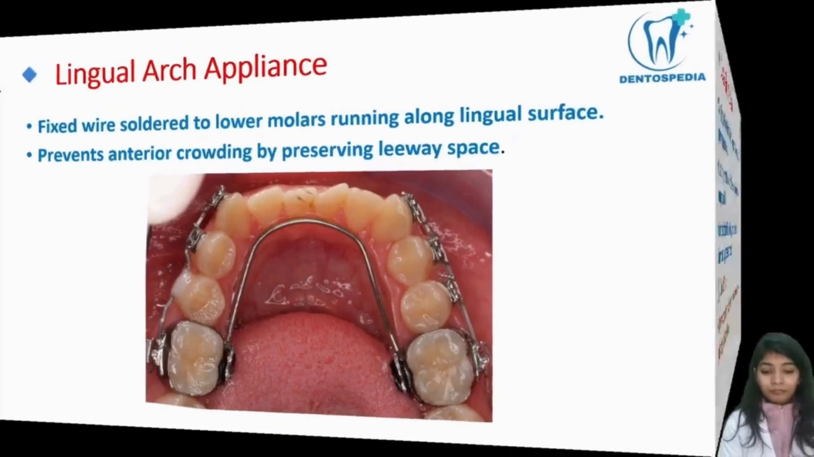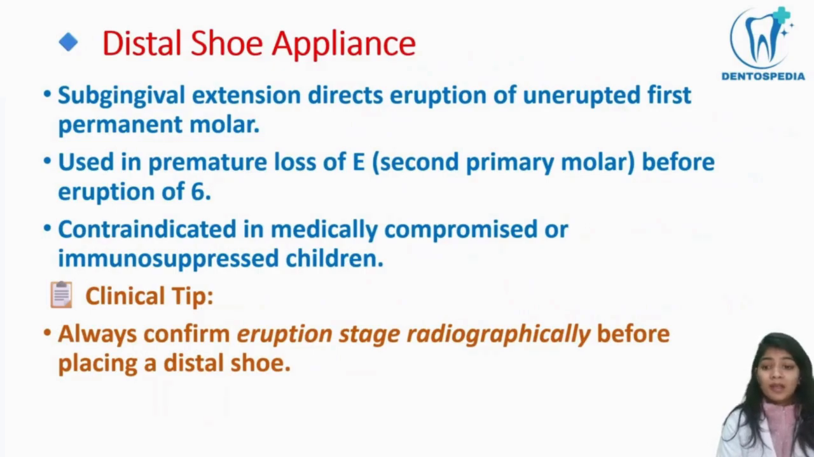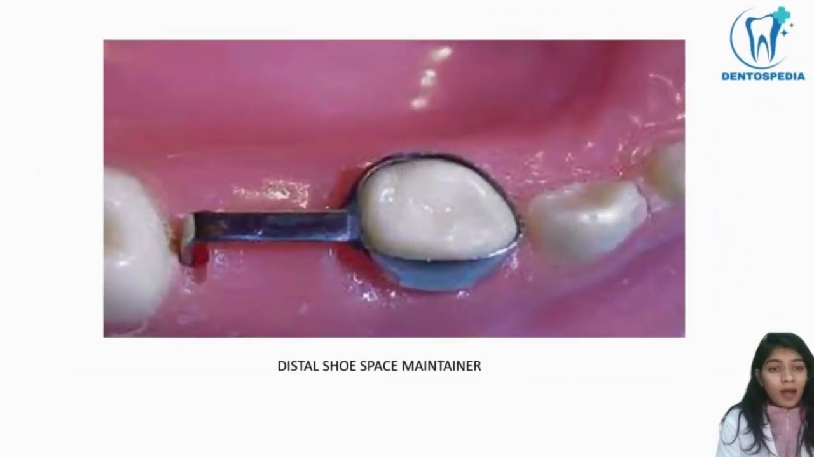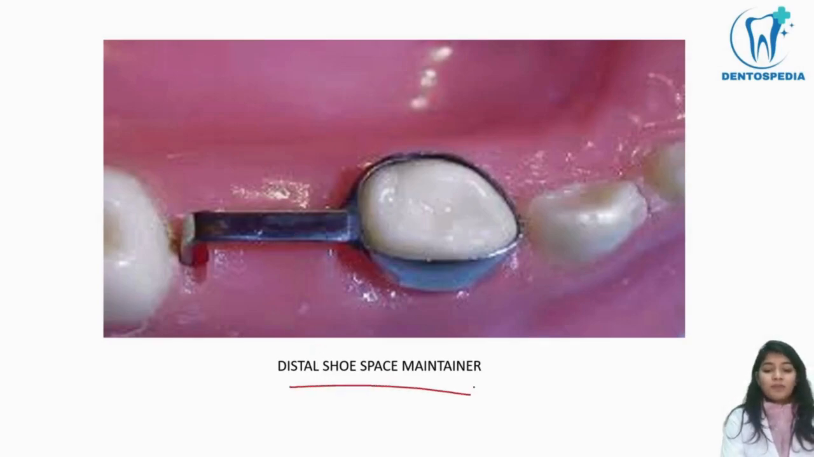Next will be the distal shoe appliance. It is a subgingival extension which directs eruption of an unerupted first permanent molar. It is a complex appliance with a part that extends below the gum line, below the gingiva. Understood? It is used when the second primary molar is lost before the first permanent molar erupts. It directly guides the unerupted permanent molar into the correct position. So it is a distal shoe space maintainer.